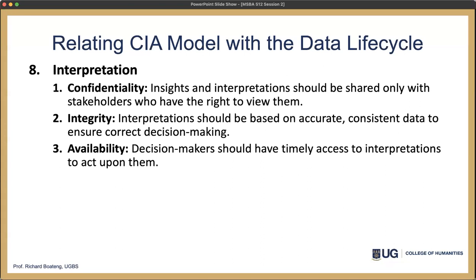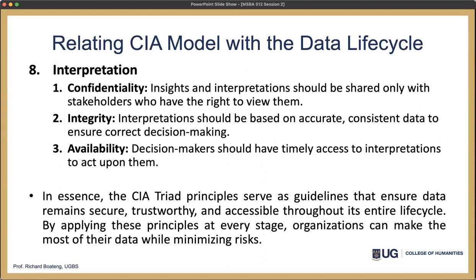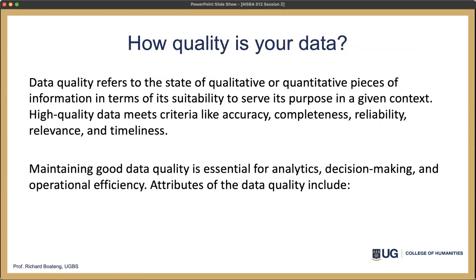One thing that is important in terms of knowledge management is that if you give people data, but you don't give them the power to act on the data, that will not even help them. So as soon as you give them the data, also make sure that they have the power to act on the data within the remit of their level of management authority within the organization. In essence, the CIA triad principles serve as guidelines that ensure data remains secure, trustworthy, and accessible throughout the entire life cycle.